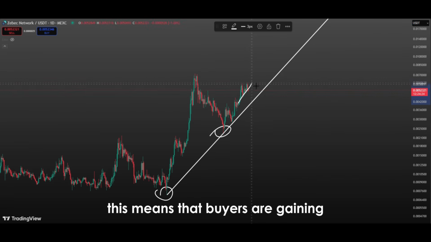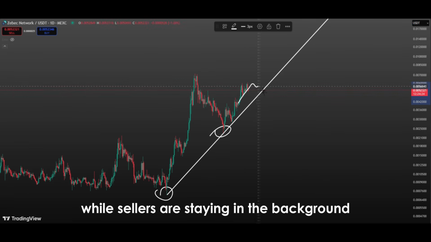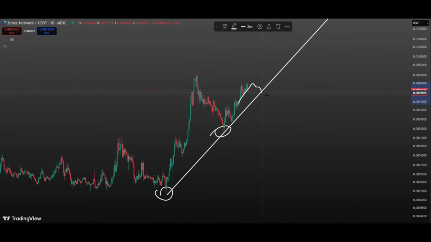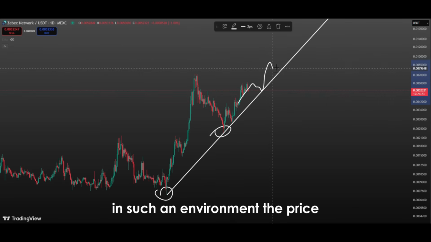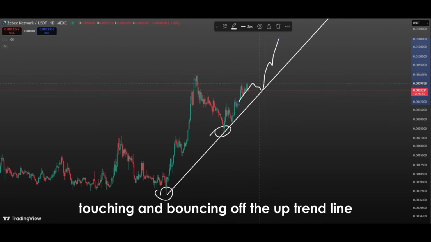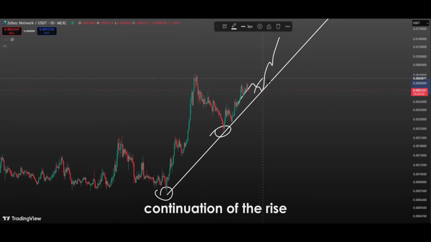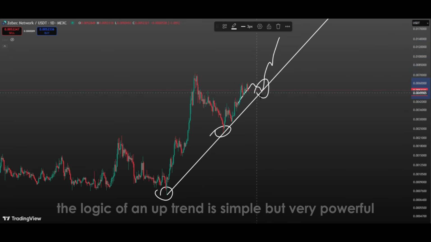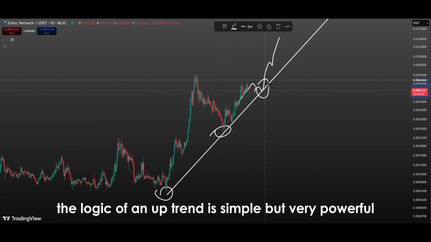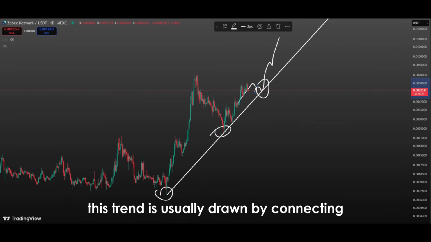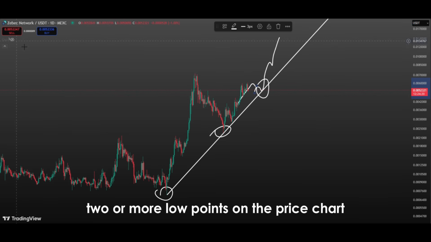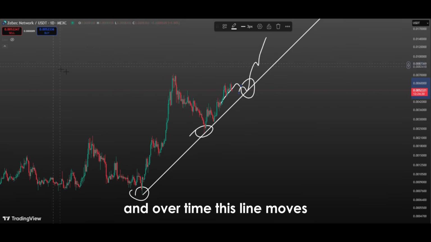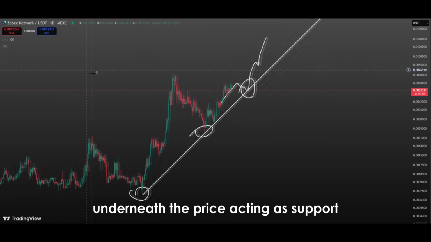This means that buyers are gaining strength in the market while sellers are staying in the background. In such an environment, the price touching and bouncing off the uptrend line is critical for the healthy continuation of the rise. The logic of an uptrend is simple but very powerful. This trend is usually drawn by connecting two or more low points on the price chart, and over time, this line moves underneath the price, acting as support.